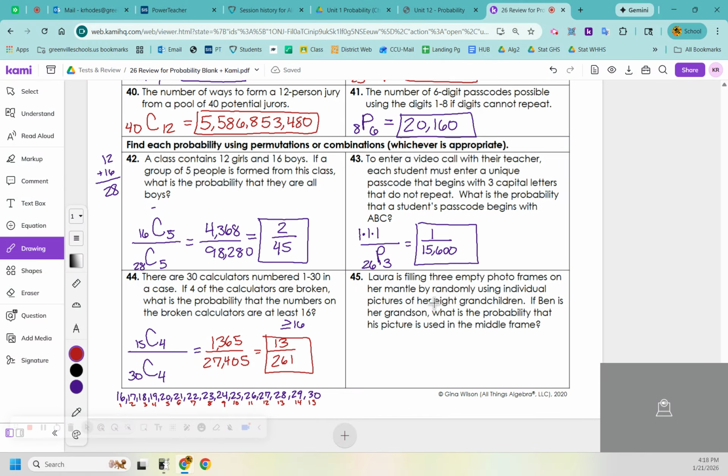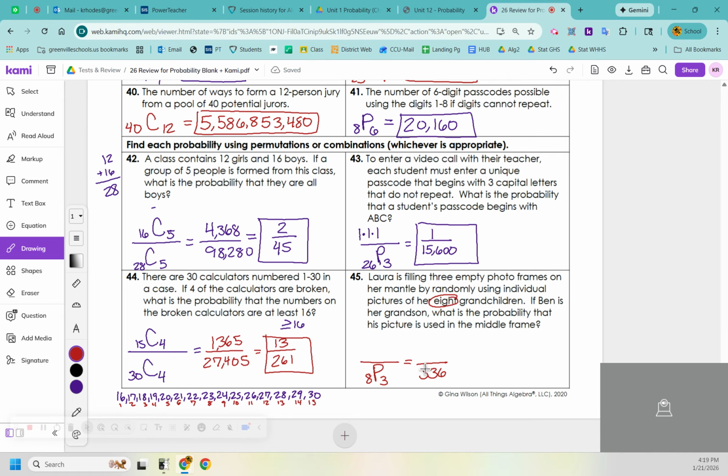Laura's filling 3 empty photo frames on her mantle by randomly using individual pictures of her 8 grandchildren. If Ben is her grandson, what is the probability that his picture is in the middle frame? So she has 8 grandchildren, and this is the order of pictures. If you talk to any decorator, that order matters. So order matters, permutation, and there's 3 frames. So out of the 8 kids, there are 336 ways to organize 3 of their pictures.